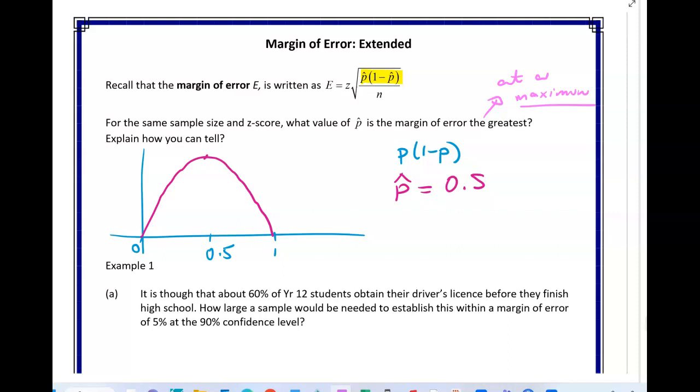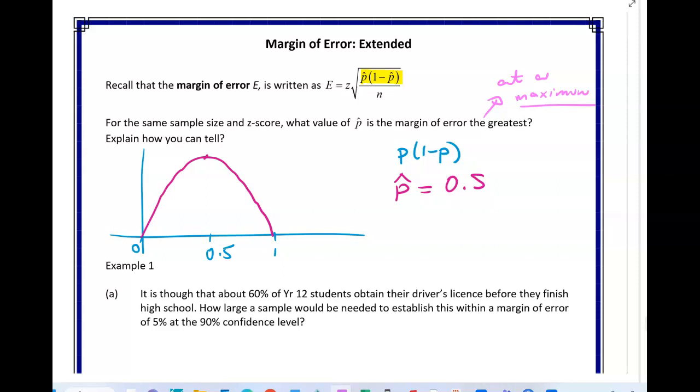And you could actually prove that using calculus if you wanted to. We could actually differentiate and find the maximum for a fixed, with Z and n fixed. But just to look at that logically, that part of the equation, regardless of whether you divide by the square root of n and times by Z, this is the key. That bit's the key. And the maximum will always be when P equals 0.5.